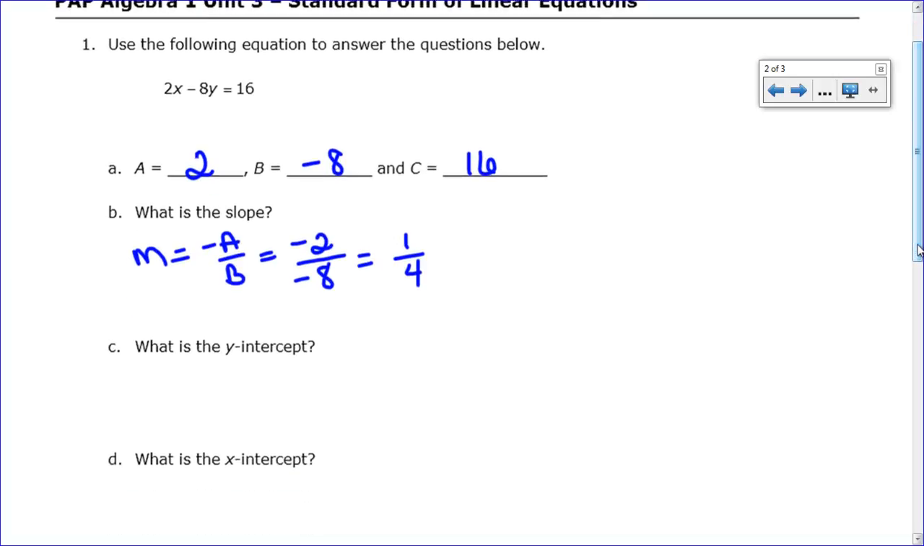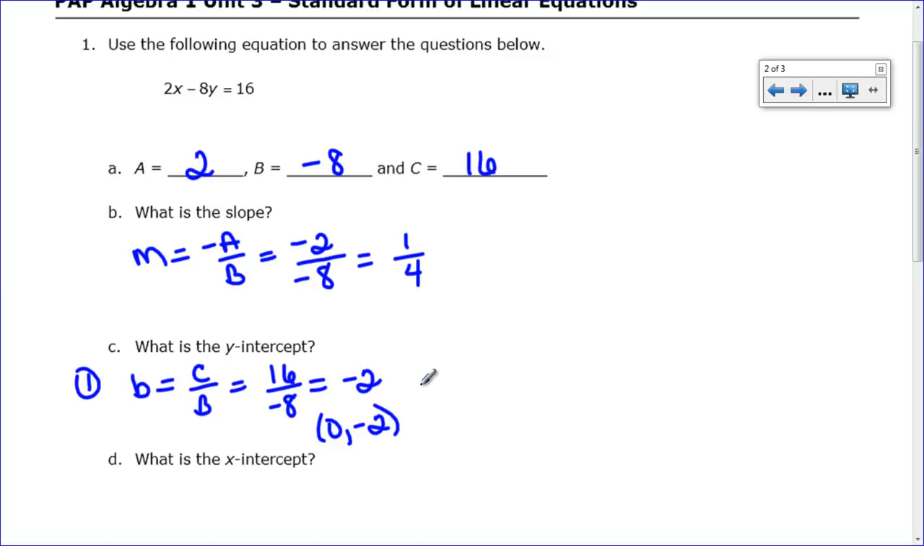The y-intercept, there's two ways to do it. I'll show you both of them. Option 1, we're going to do what I showed you, which is to do c divided by b. So in this case, I would do 16 divided by negative 8, which is negative 2. So my y-intercept is going to be at the point 0, negative 2. Or I can do the cover-up method.